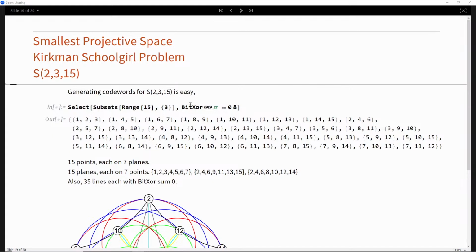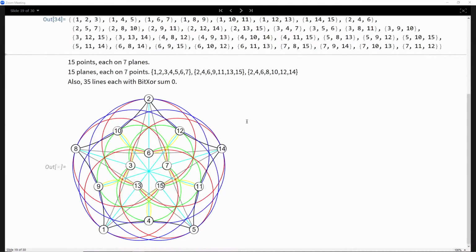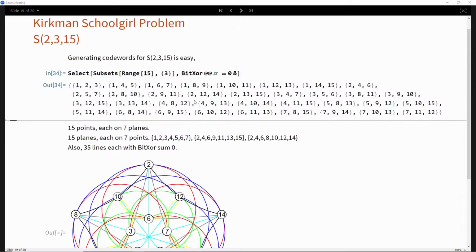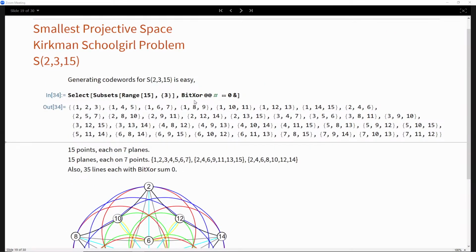So the Kirkman schoolgirl problem, here's one way of solving it with bit XOR. This is a set of triples, and you can arrange the triples like so. For 1 week, or 1 day, you'd use the cyan, and so on. This is also the smallest projective plane in this 2, 3, 15 Steiner system.